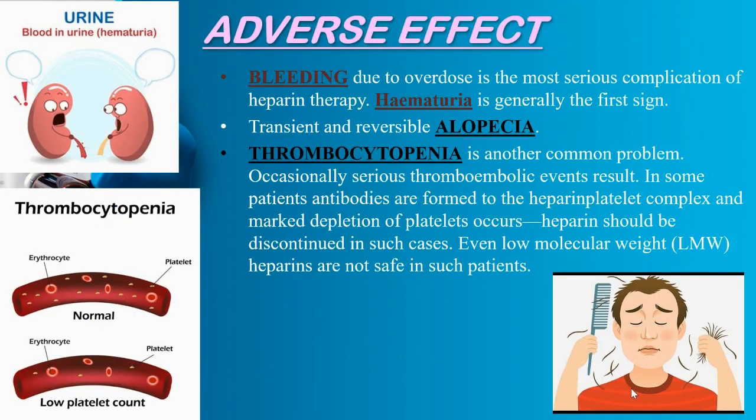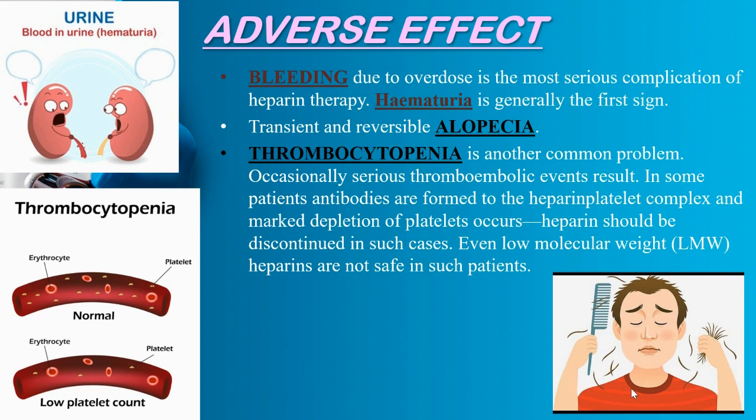Now we will see the adverse effects of heparin. Bleeding is one of the most serious complications of heparin therapy. Hematuria is generally the first sign. Transient and reversible alopecia; alopecia means hair loss. Thrombocytopenia, which means a decrease in the count of platelets, is also one of the major problems. Occasionally, a serious thromboembolic event results. In some patients, antibodies are formed to the heparin-platelet complex and marked depletion of platelets occurs.